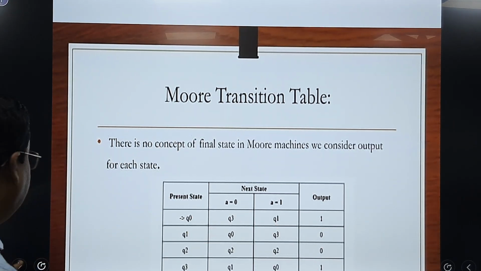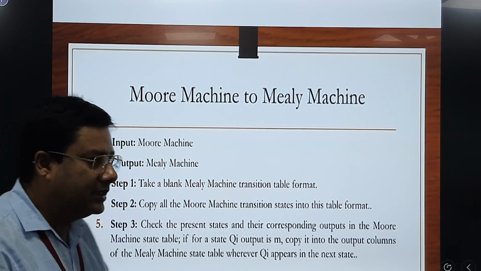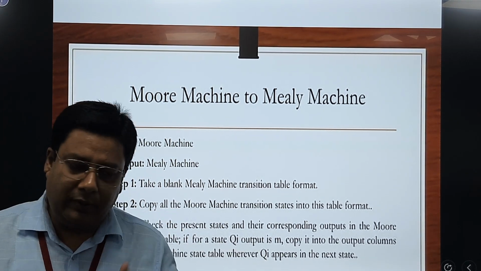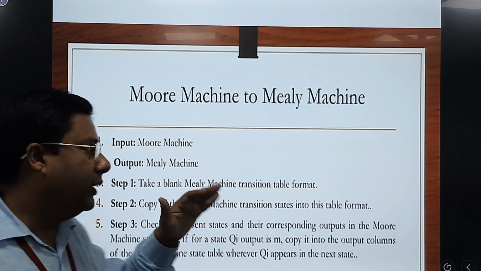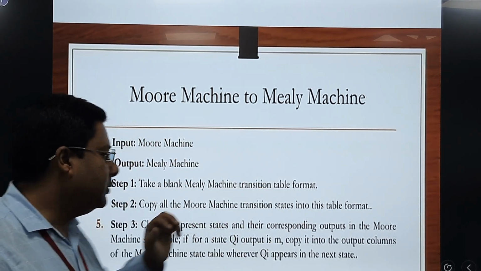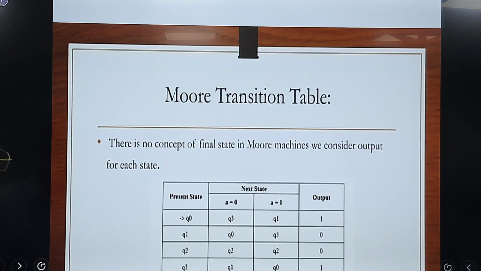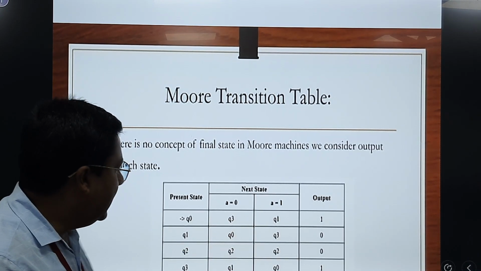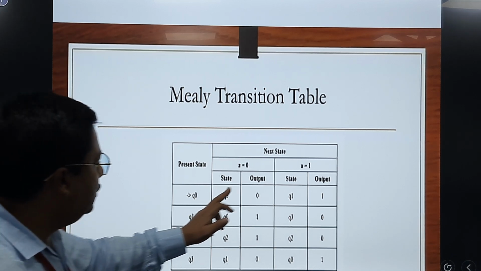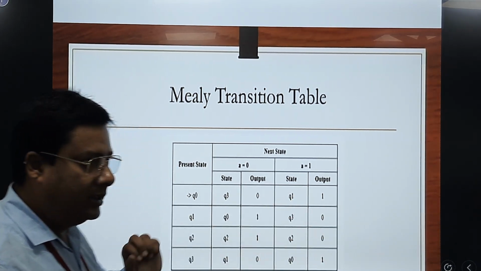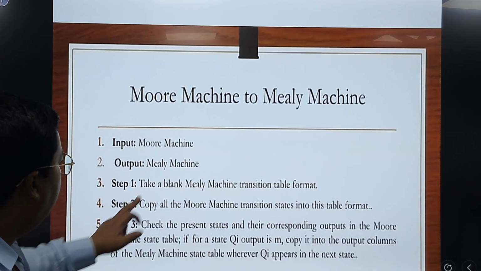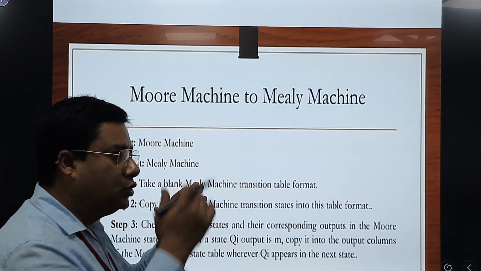So go to the next slide. Now this is where the main task starts: conversion of one machine to the second machine. Here we are going to convert the Moore machine to the Mealy machine. So first of all, go back and check the Moore machine. A Moore machine has one output per state, whereas a Mealy machine has output with each transition, so we are going to convert one output into two outputs.